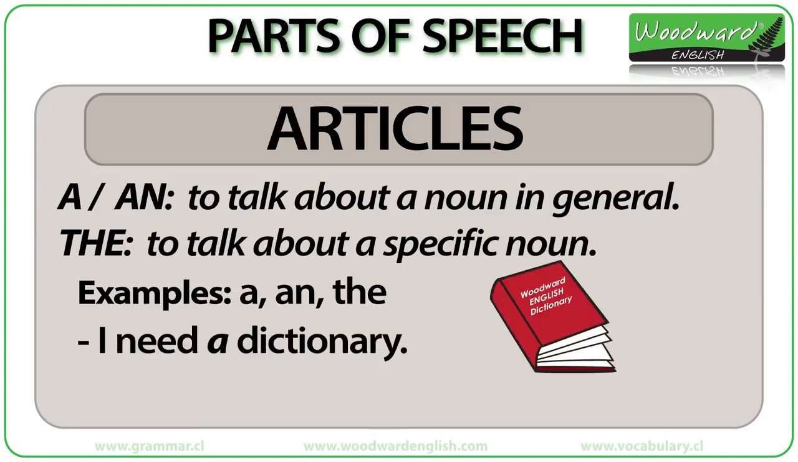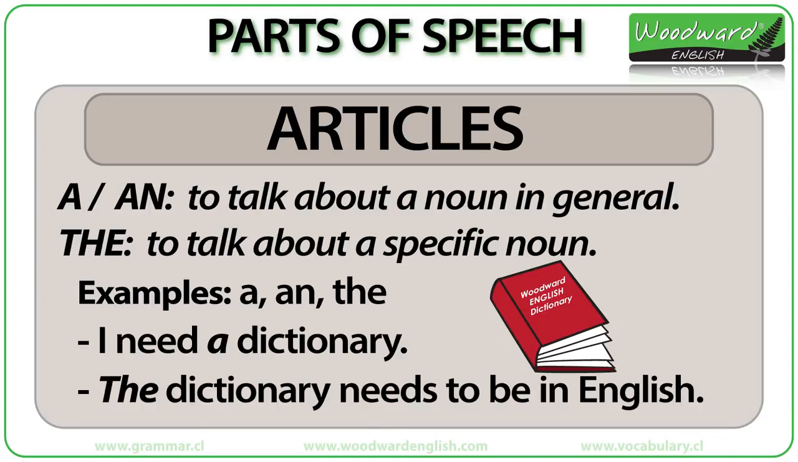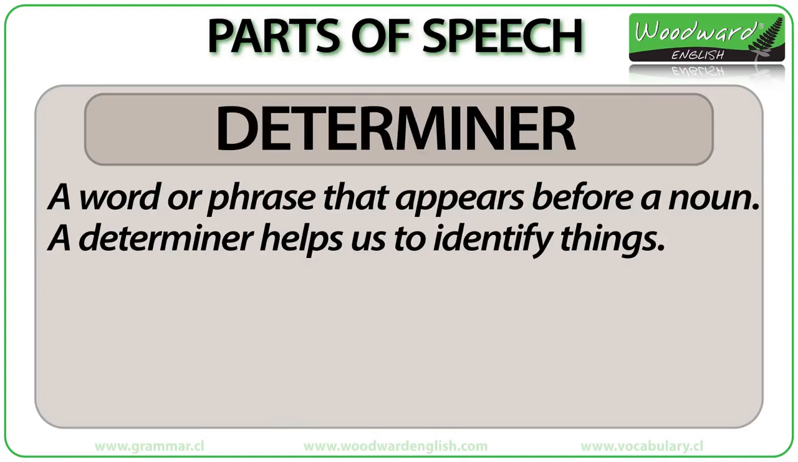Look at this example. I need a dictionary. A is an indefinite article. We're talking about a dictionary in general. The dictionary needs to be in English. The is a definite article and is used to be more specific. In traditional grammar, articles appear under the category of adjectives.